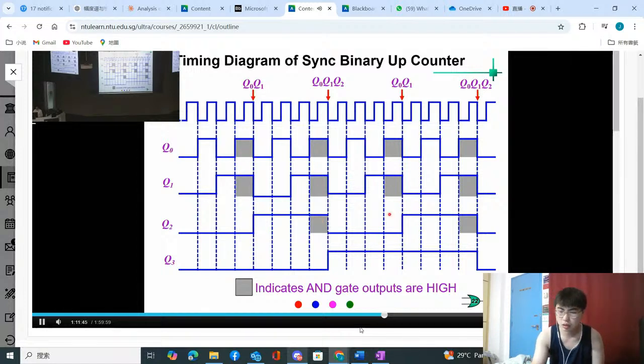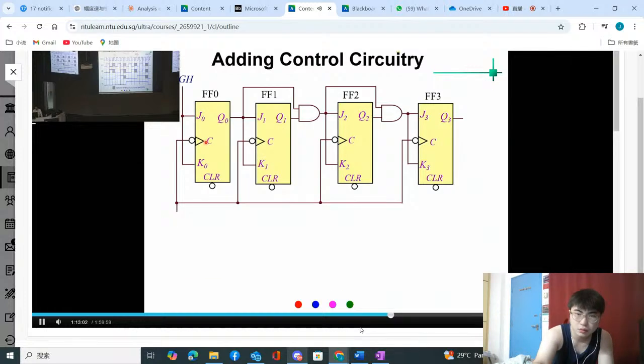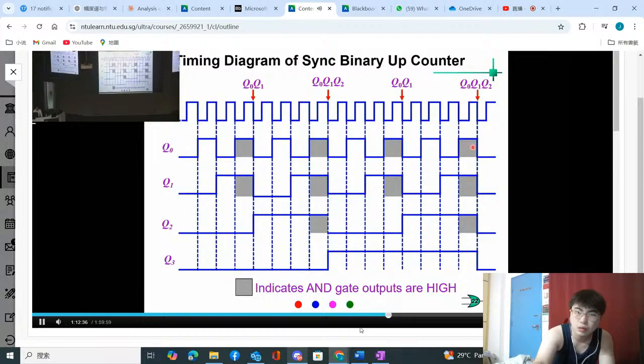Both of them equal to 1, Q2 will toggle. Only one state opens this, and it toggles when Q1 and Q2 toggle, when all three of them equal to 1.